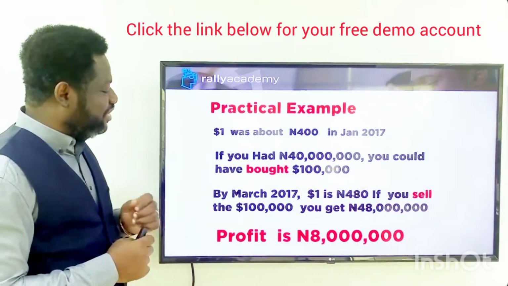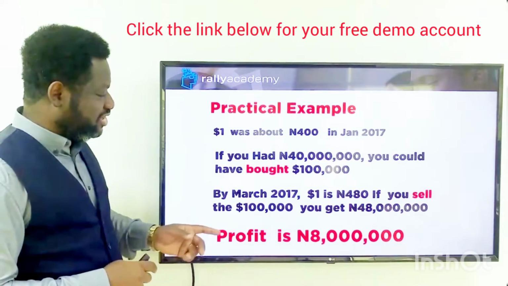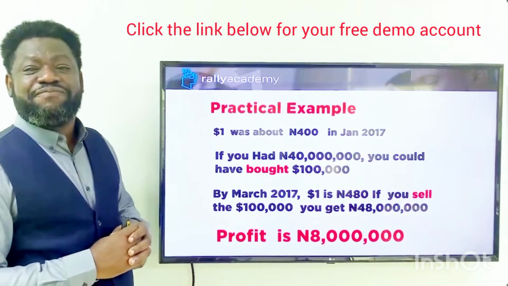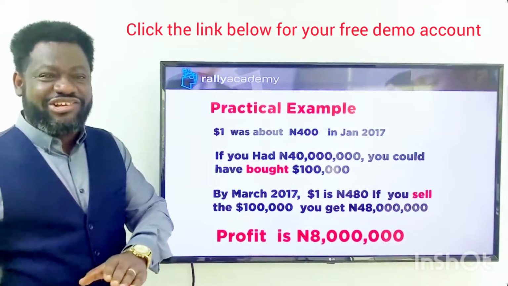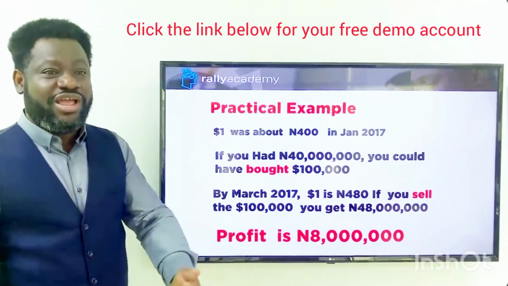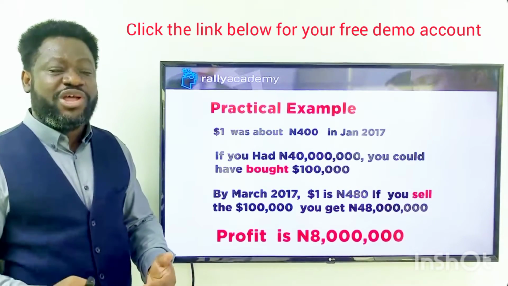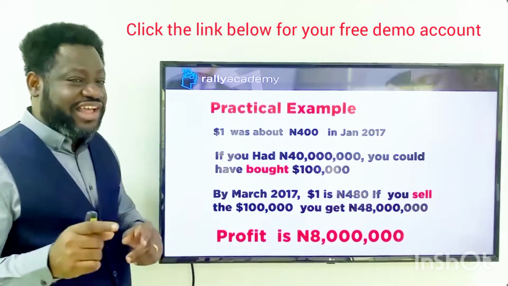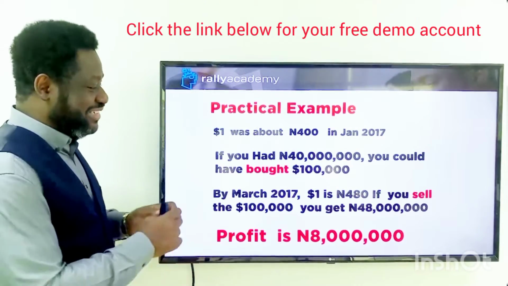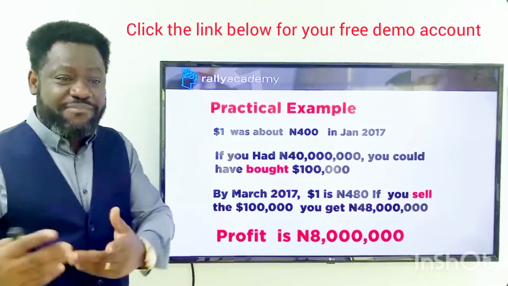Which means in that space of 3 months, you could have made a profit of how much? 8 million naira. That is a typical foreign exchange transaction done in a local way, in the physical form between naira and dollar. This is actually how it works. The only difference is that when you are trading on the global market, you are not trading with naira, you are trading with dollar and euro and pounds.